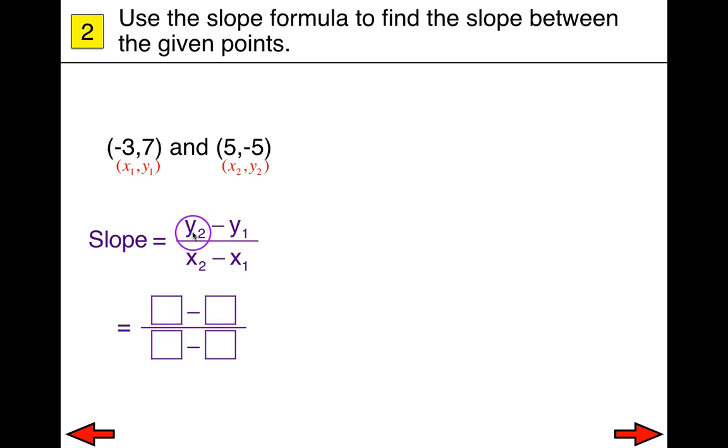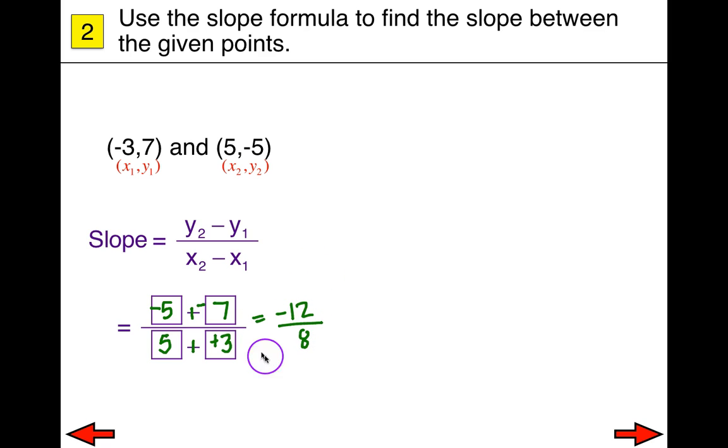So here, what is y sub 2? It is negative 5. I will be subtracting y sub 1, which is 7. So here, I'm going to add the opposite and say negative 5 plus negative 7 is negative 12. And then here, I'm going to find the difference in the x's. What is x sub 2? X sub 2 is 5. Minus what is x sub 1, which is negative 3. I'm going to go ahead and add the opposites, and I'm going to get 5 plus 3 is 8.